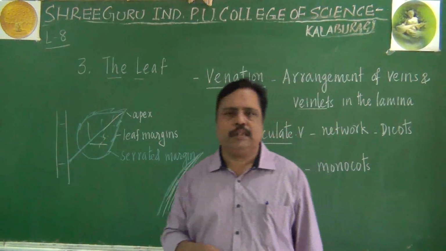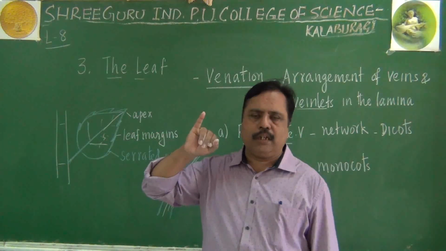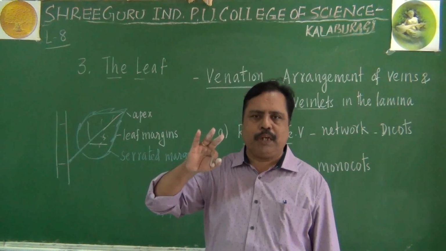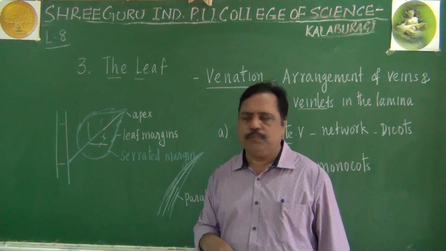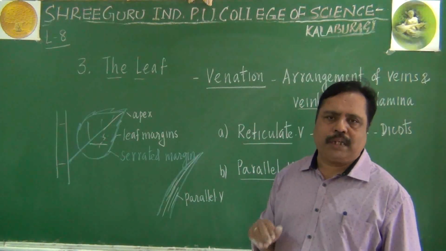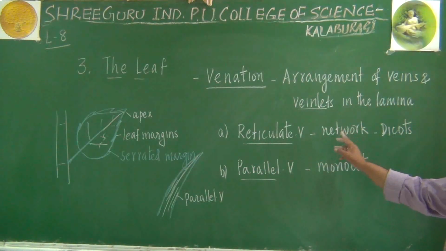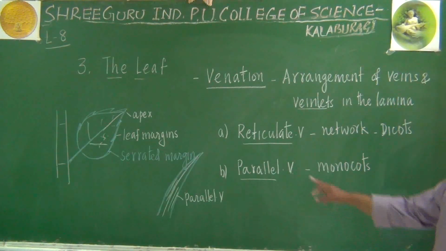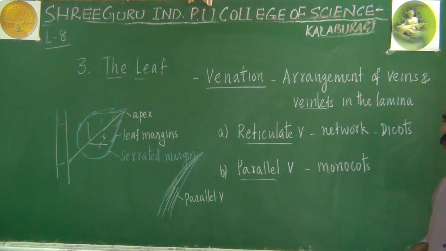In today's lecture, I told you about the structure of a leaf, what a leaf is and what the three parts of the leaf are. I also told you about venation. There are two types of venation, namely reticulate and parallel venation. Reticulate venation is the network-like arrangement of veins and veinlets found in dicots. Parallel venation is parallelly arranged veins found in monocots.